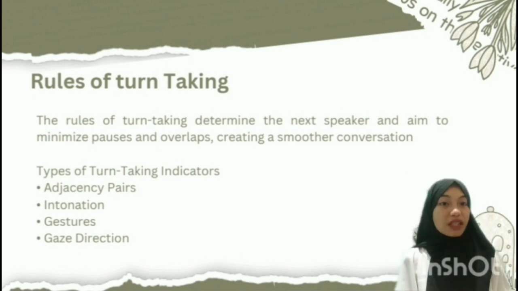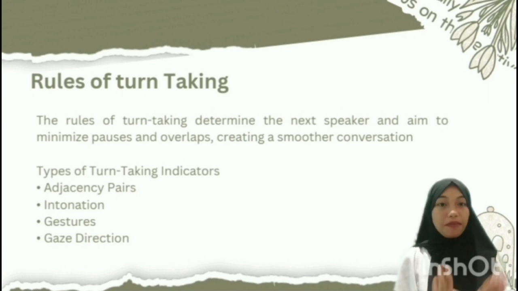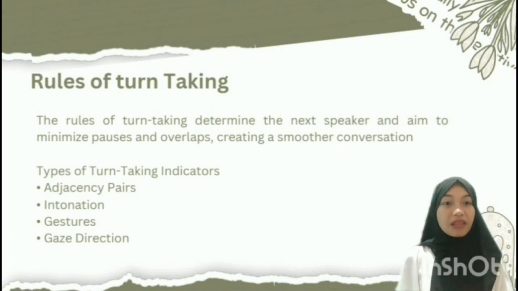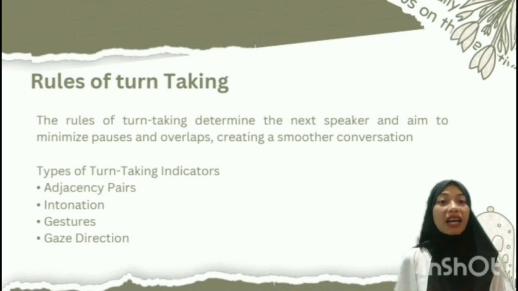Gestures. Nonverbal cues like hand waves or other gestures can indicate that the current speaker is ready to allow someone else to speak. Gestures are movements of the body, especially hands and arms, that communicate meaning. They can be intentional or unintentional and often accompany speech, adding emphasis or conveying information not explicitly stated in words.